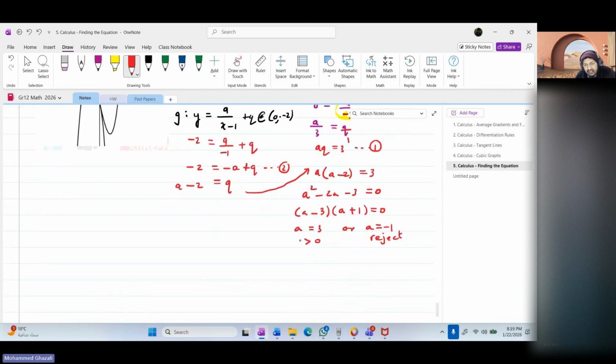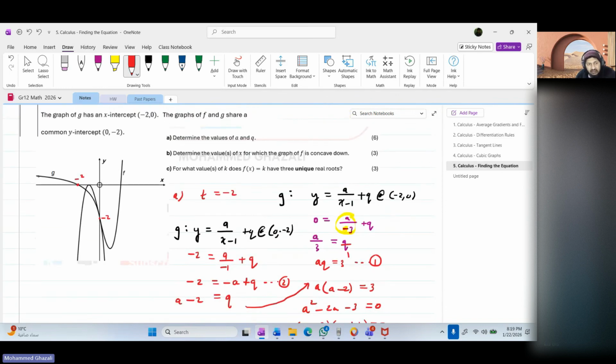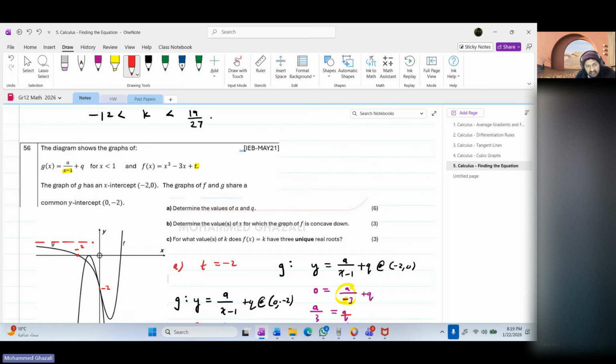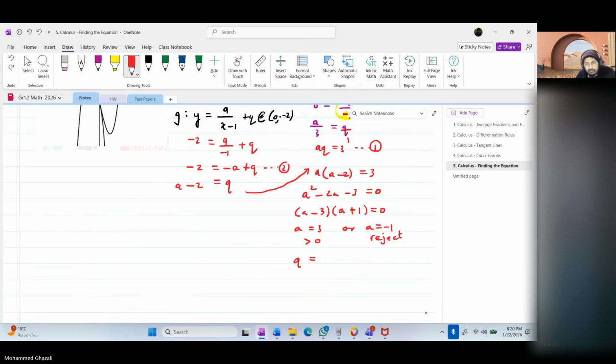So if the value of a is 3, what's the value of q? Q is equal to 3 minus 2, which is 1. So great. And you can clearly see that the y value has to be 1. The value of q has to be 1 because that's the horizontal asymptote. Okay. Any questions? Value of q is 1. So we got a is equal to 3 and the value of q is equal to 1. Next question.